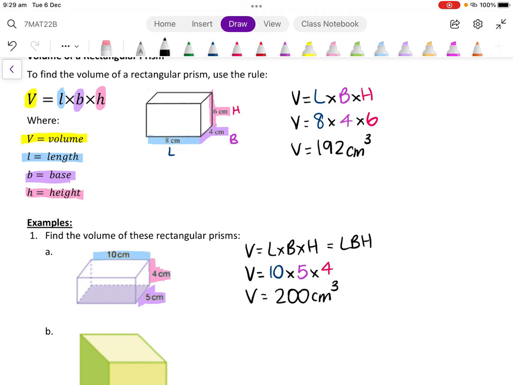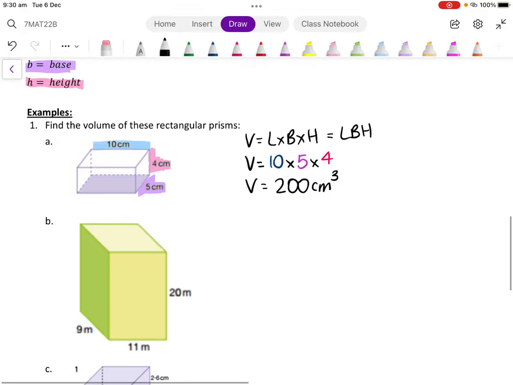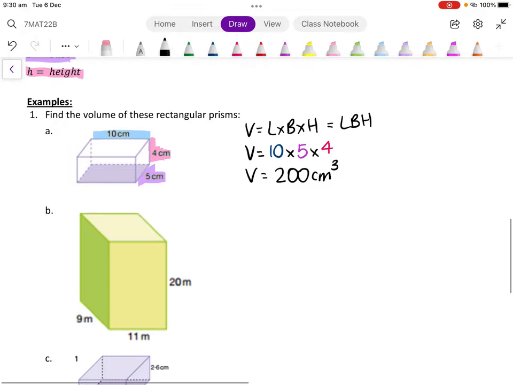Now, also with volume, it doesn't matter which number is our length, base and height, because no matter which order we multiply our three numbers together, we will get the same answer. So if you have maybe identified your length to be 4 instead of 10, that is completely okay because we are multiplying them all together. Just try and think about it as you do it. Pause the video and have a go at example B for me, please.